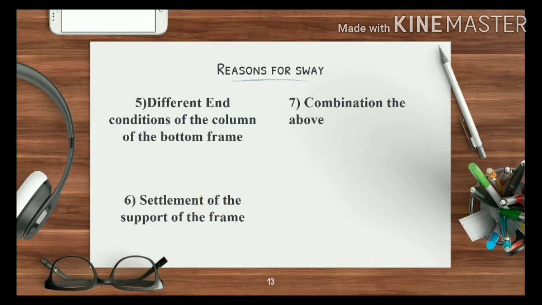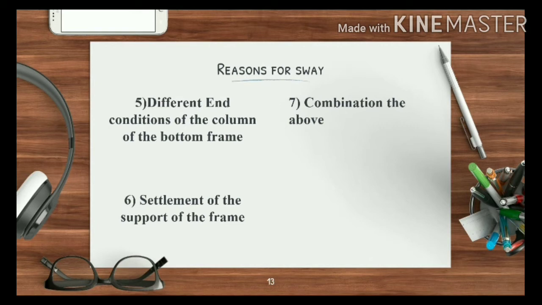So first, if you get a frame in the problem, first check whether the frame is a sway frame or non-sway frame. So check these 6 conditions, whether it's satisfied or not. If any of the conditions or more than one condition is satisfied, then the frame will be a sway frame. Otherwise it's a non-sway frame. Non-sway frame can be analyzed by using the same procedure as that of a continuous beam.